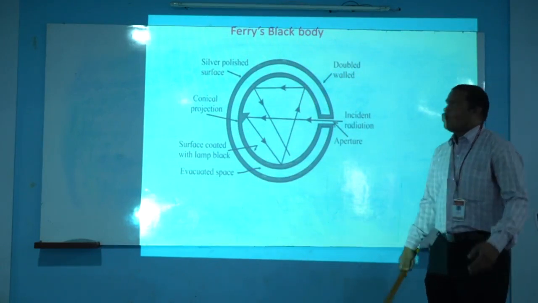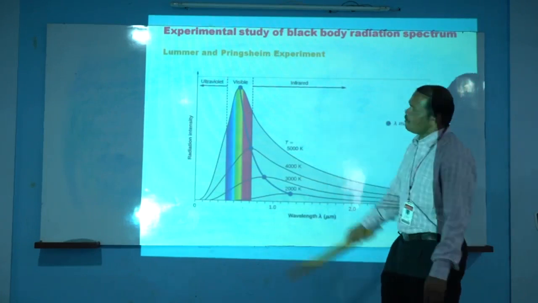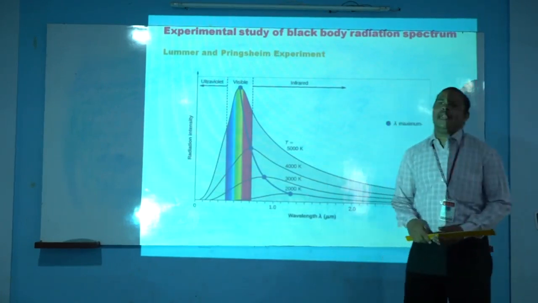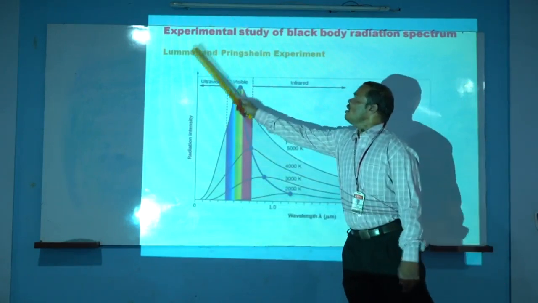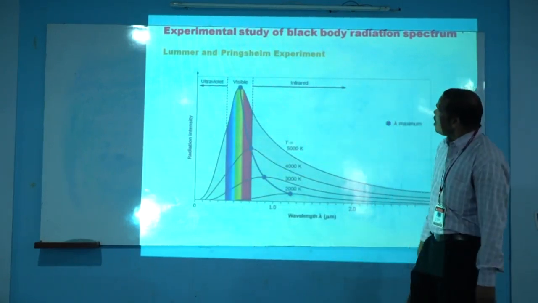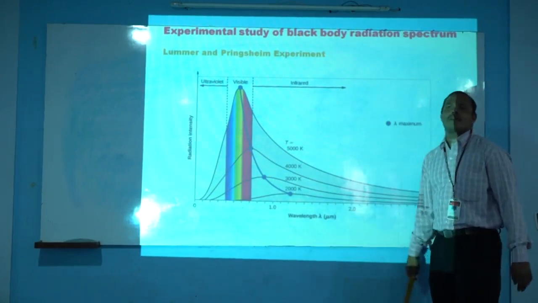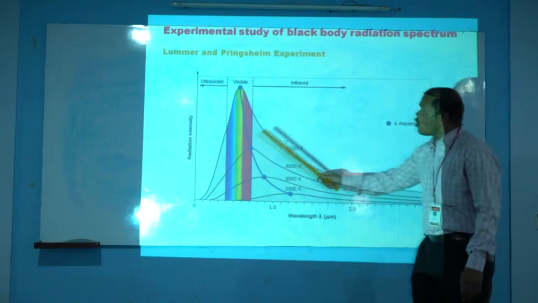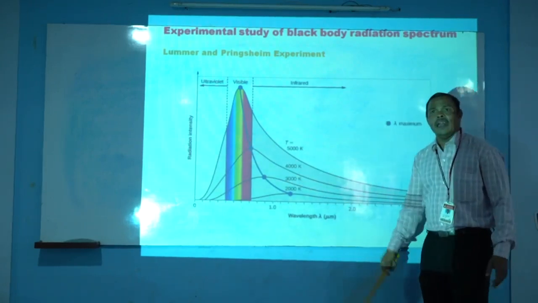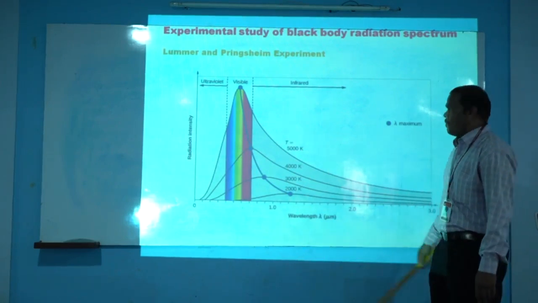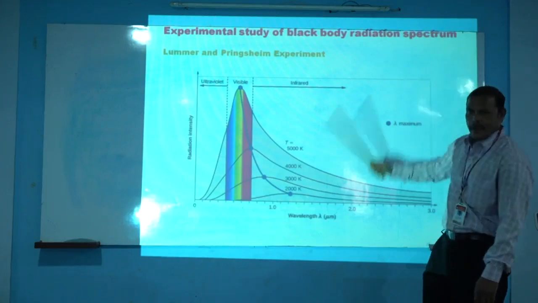Then both the scientists, namely Lummer and Pringsheim, performed the experiment on the black body. Both the scientists heated the black body at different temperatures. They observed the color of the black body at different temperatures. Finally, they plotted the graph. The graph is nothing but the black body radiation spectra.